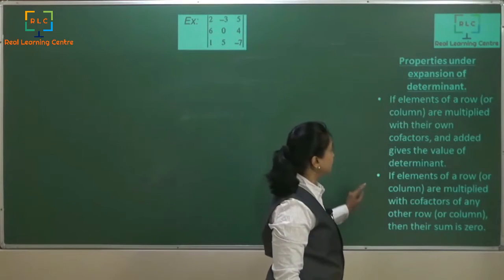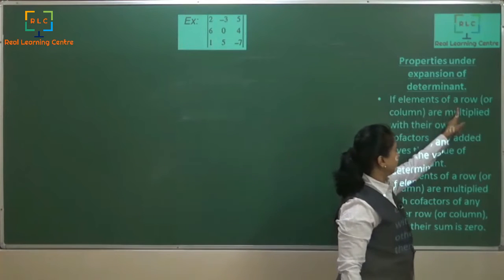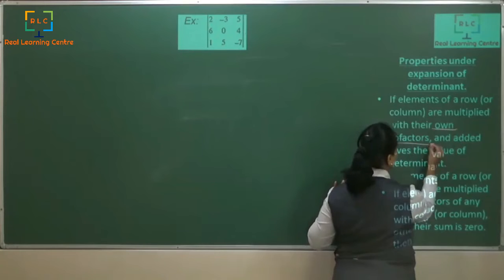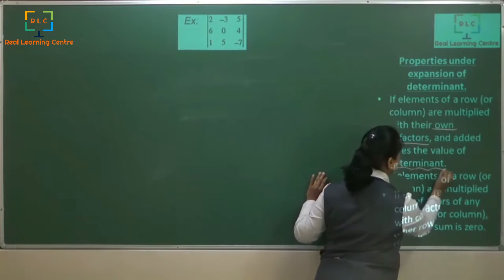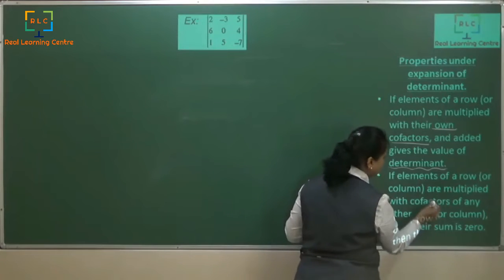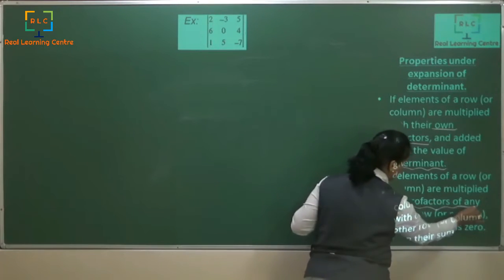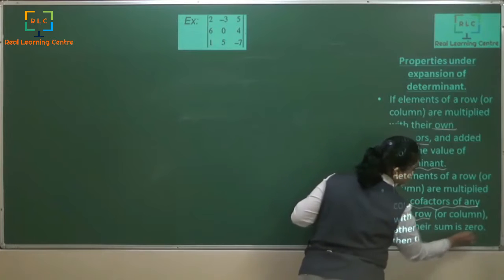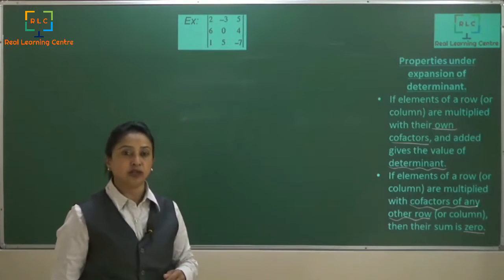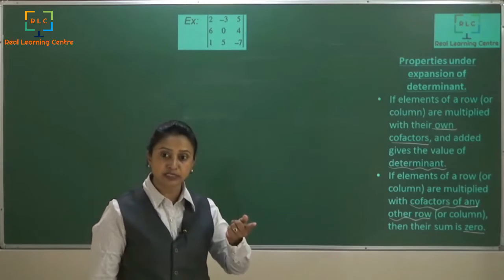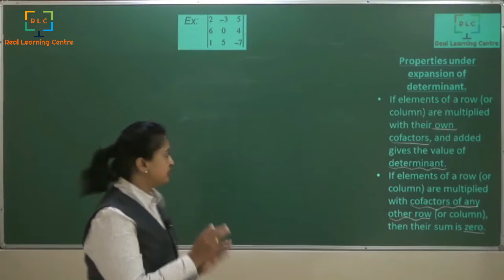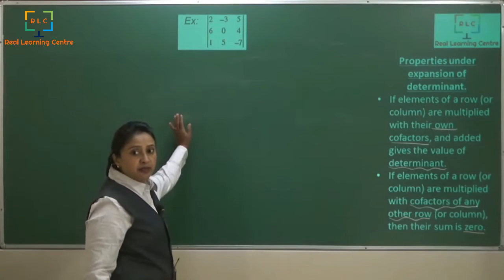You have two properties here, where if elements of the matrix are multiplied by their own cofactors, we get the value of the determinant. And then the second property is, if you multiply the elements of any row or column with the cofactors of any other row, and then add, the sum will be exactly equal to 0. So multiplied and then added, it will always give you the determinant value if it is their own cofactors, or if it is different cofactors, then the sum will be 0. That will be fantastically understood when we take up this numerical example.